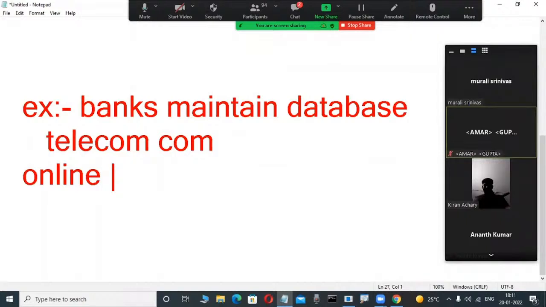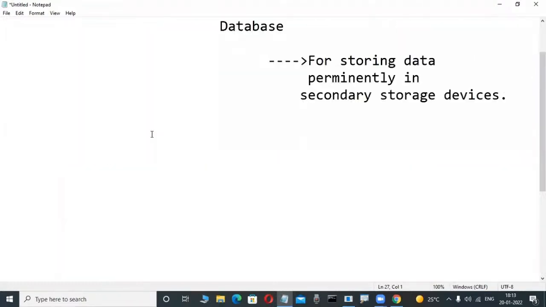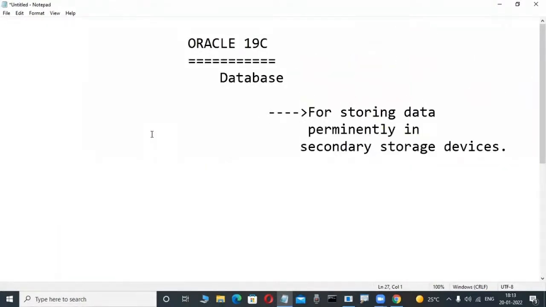Nowadays in a banking system, OTP validation is there. When we type a phone number, an OTP is automatically generated and sent. How? Through a database application. That's why so many different reservations and all these things, so many real-time applications worldwide, maintain databases.